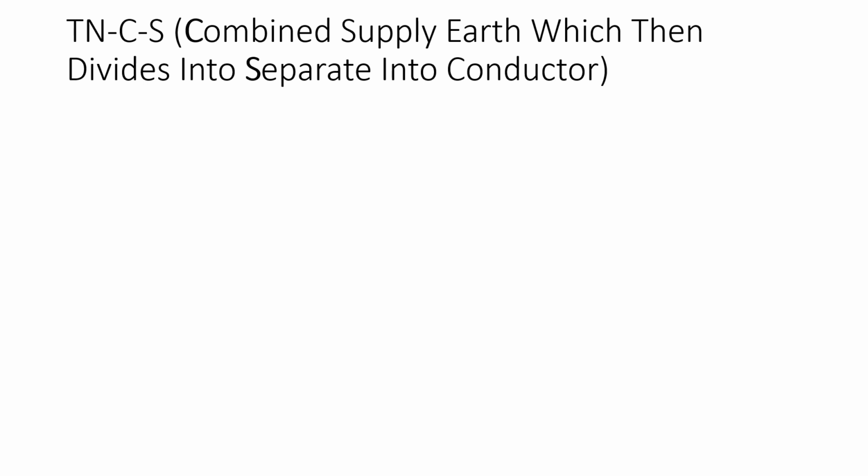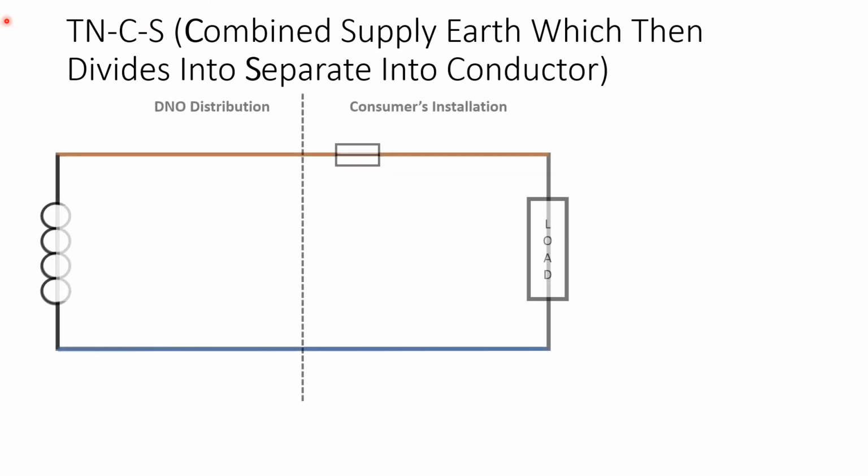Let's now have a look at TNCS. I'm sure you've been talking in your lessons about what the different letters mean, but you have the T and the N, where the C then means it's combined, which then separates at the installation. Let's see what that looks like. As before, every drawing has the source of energy and the installation. So if you were to start off with something like that, that would be a great point to start.